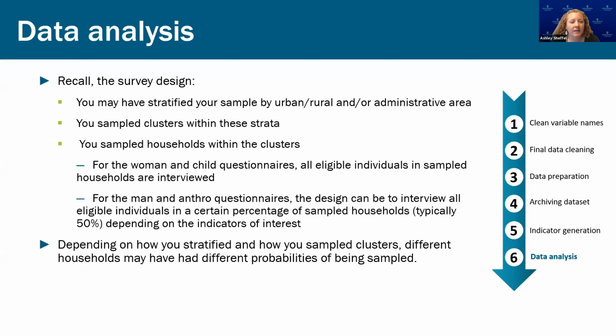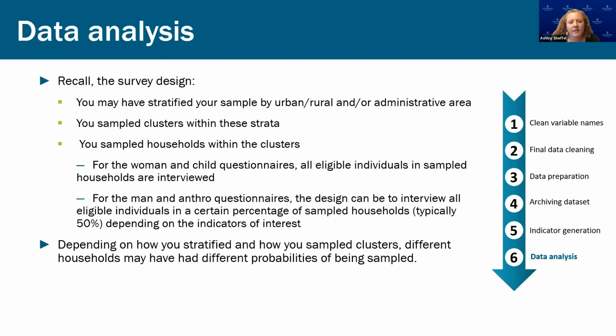At each household, for the women and child questionnaires, all eligible individuals in sampled households were interviewed if you followed the RADAR methodology. And then for the man and the anthropometry questionnaires, the design can be to interview all eligible individuals in a certain percentage of sampled households. It's typically 50%, and it depends on the indicators of interest. And so all of these parameters of how you implemented your survey design need to be taken into account.